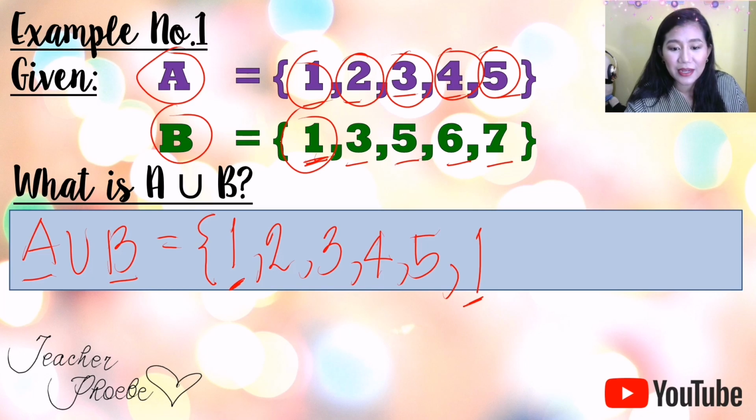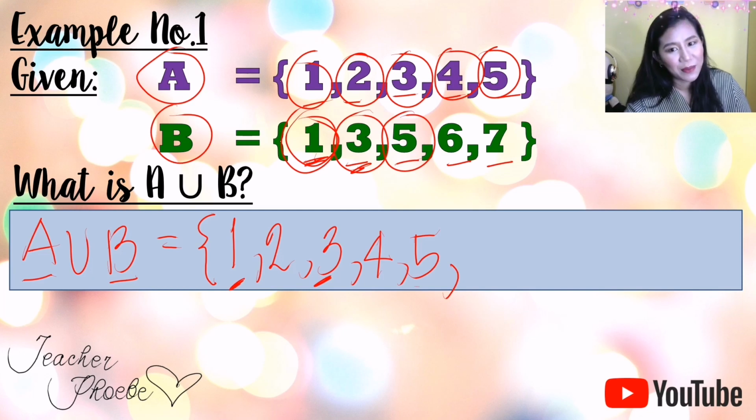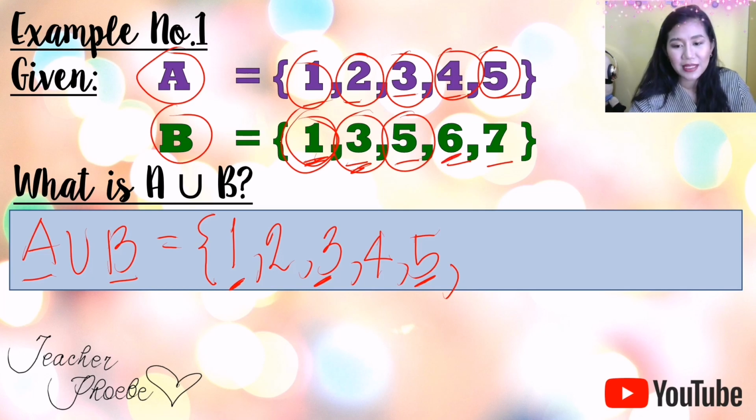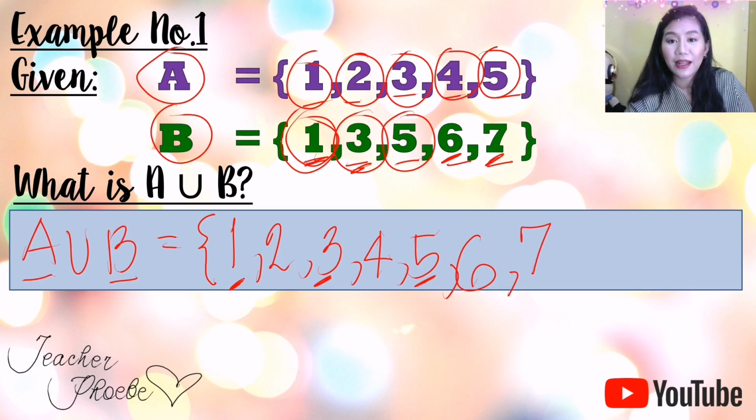So let's erase it. We don't need to write 1. Then 3. We don't need to write 3 because we've already written down 3 a while ago. And then 5. We don't need to write 5 anymore because we've already written down 5 a while ago. Then, of course, your 6, comma, and then your 7. And then do not forget your closing brace. That will be your answer. Therefore, the union of A and B is a set of elements 1, 2, 3, 4, 5, 6, 7.